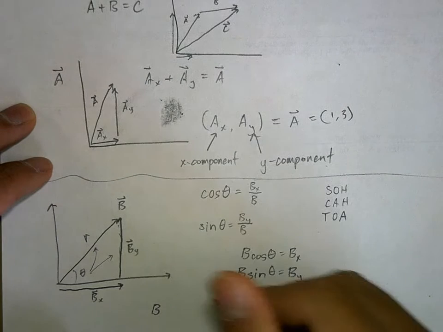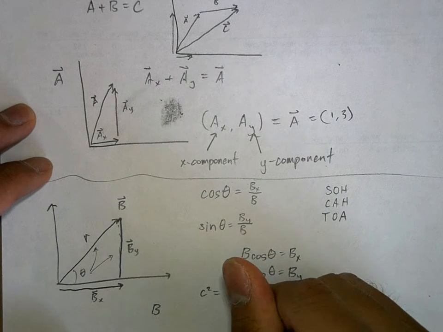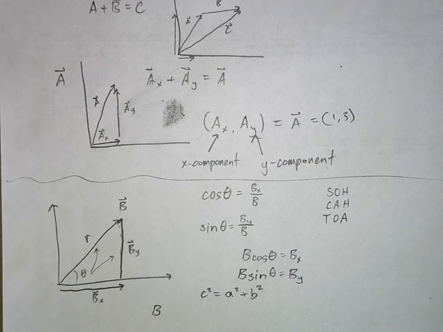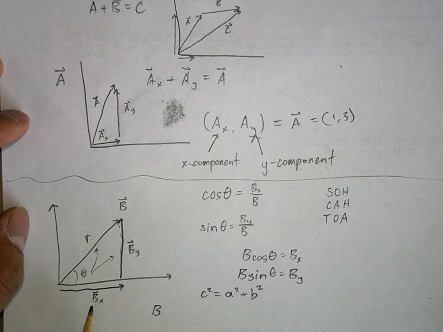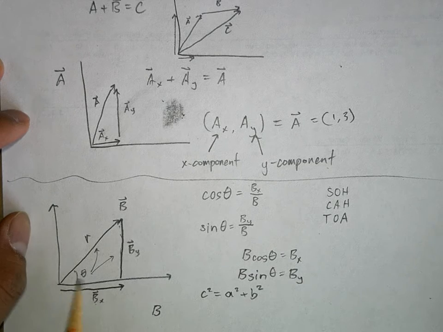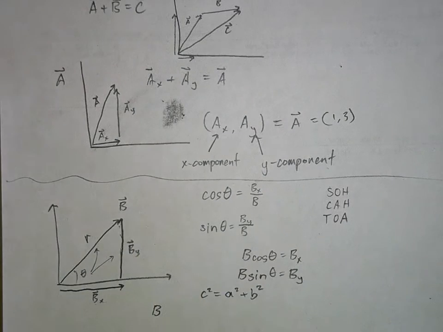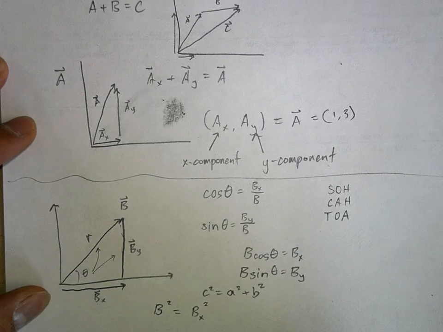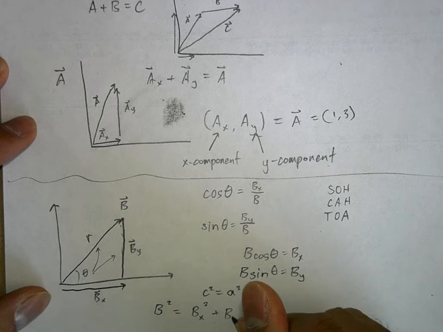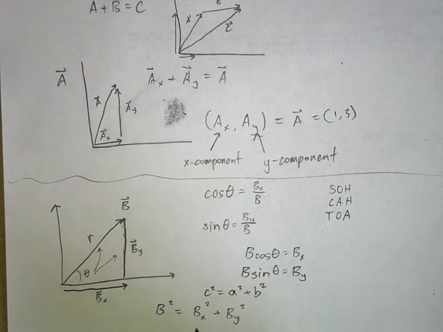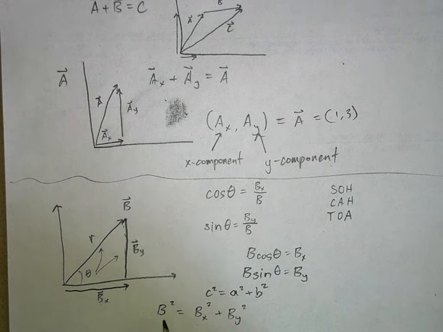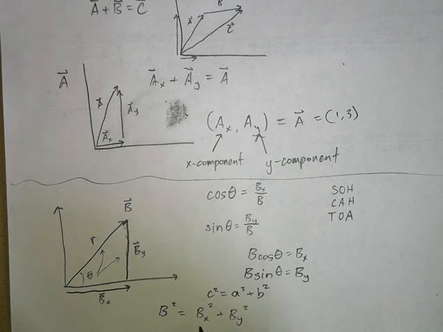Right? So Pythagorean theorem, c squared equals a squared plus b squared, where c is your hypotenuse and a and b are your legs. So in this case, your legs of the triangle are the b sub x and the b sub y. Your hypotenuse is just b, the value b. And so we can say b squared equals the x component squared plus the y component squared. And so you know these, right? In this case, you know these two values. And off from that, you can determine the magnitude of the b vector.